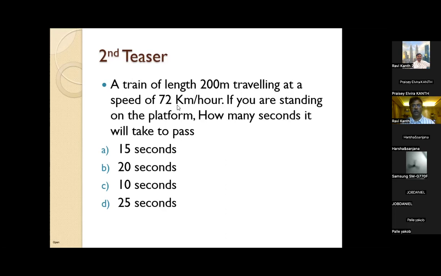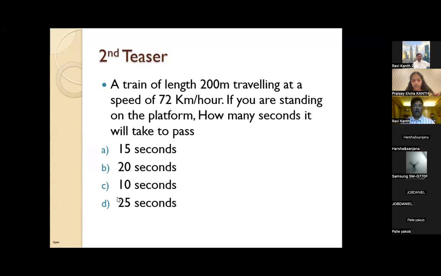So 72,000 divided by 36,000, if you cancel the zeros, 36 times 2 is 72. So that is 20 meters per second. The train length is 200 meters. So how much time will it take? 20 meters per second, 200 meters, 10 seconds. So that is the answer.